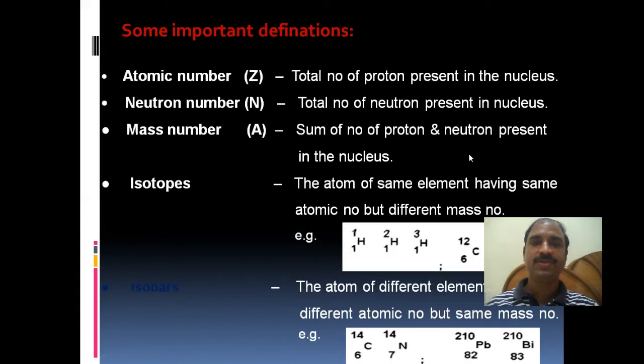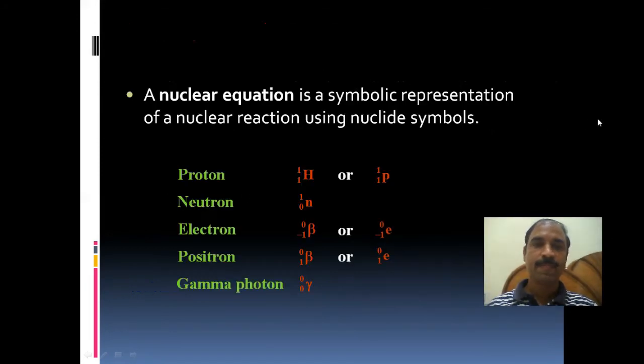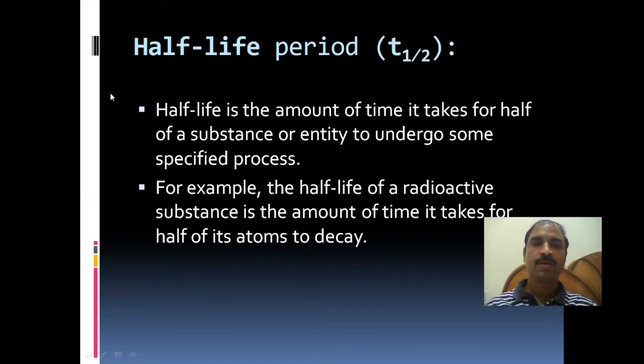Some important definitions associated with this are atomic number, neutron number, mass number, and isotopes. You know better what these are. Some symbols associated with this are proton, neutron, electron, and positron, and these are the symbols. Sometimes these are used like this. This is what half-life period is, T half.